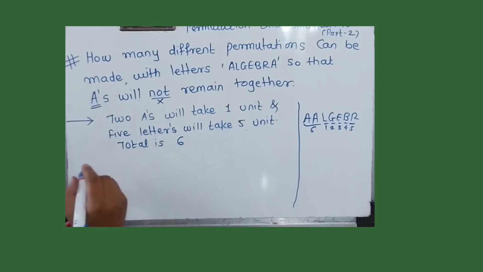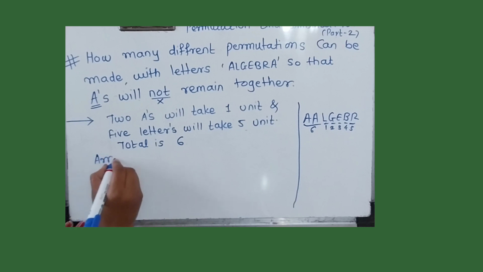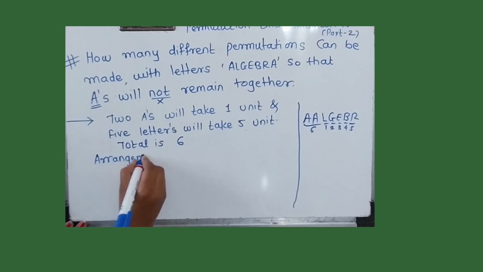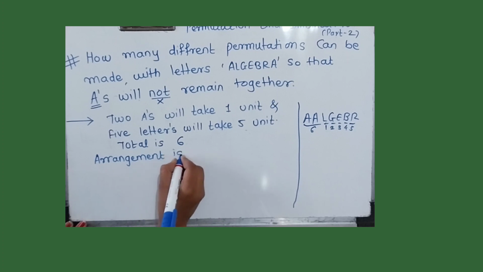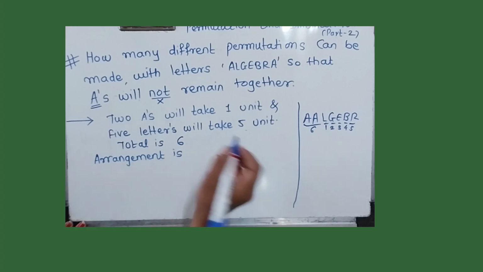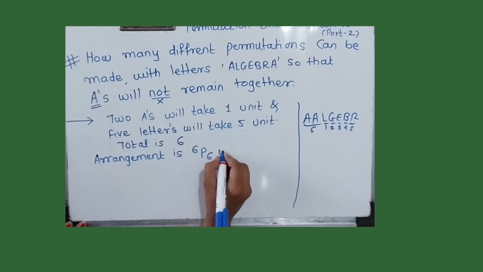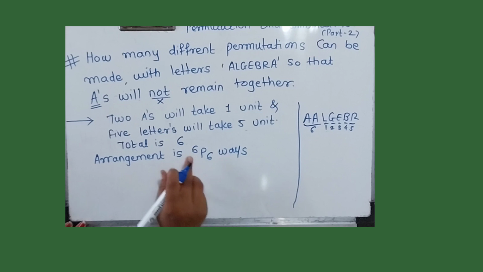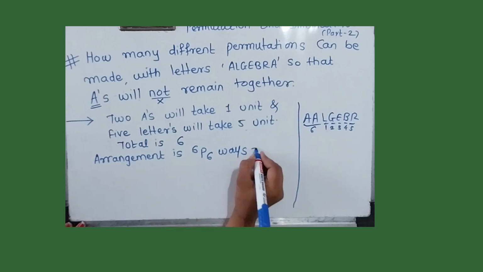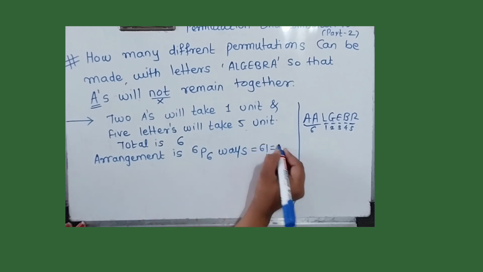See the arrangement. How can we arrange? We can arrange it in 6P6 ways. 6 alphabets taken 6 at a time, n equal to 6. So it is 6 factorial. And what is 6 factorial? 6 factorial is 720.